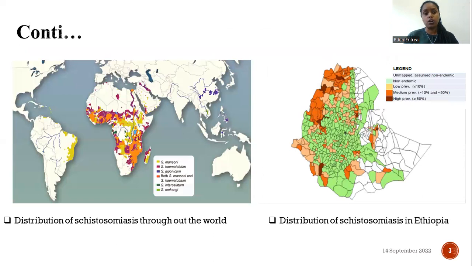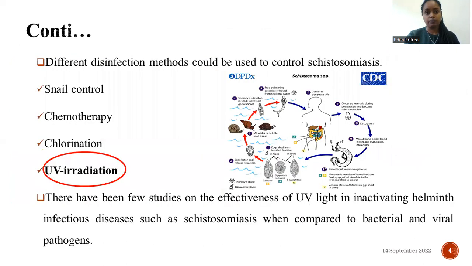This map shows the distribution of schistosomiasis throughout the world and in Ethiopia. Since it's a great public health concern, different methods were used to control this disease, including snail control, chemotherapy, chlorination, and also UV radiation.